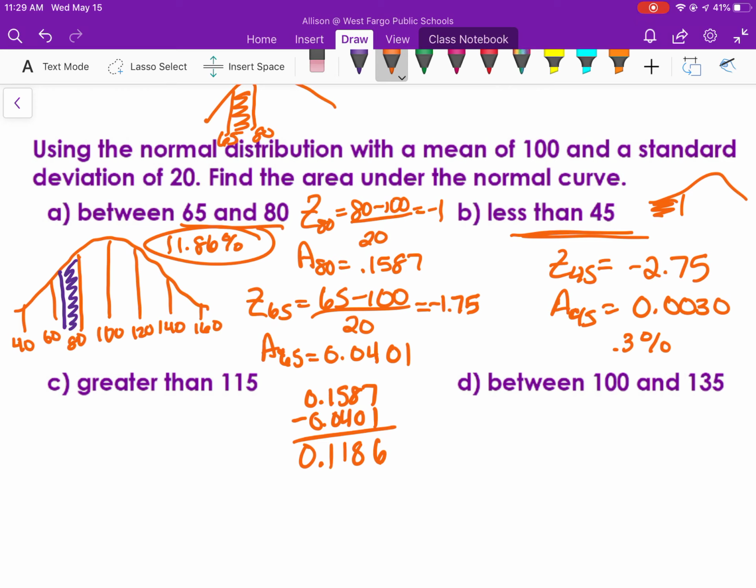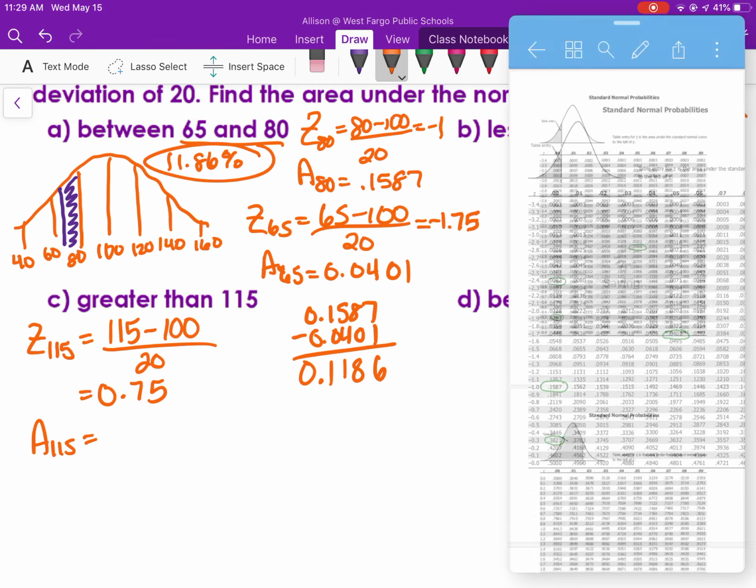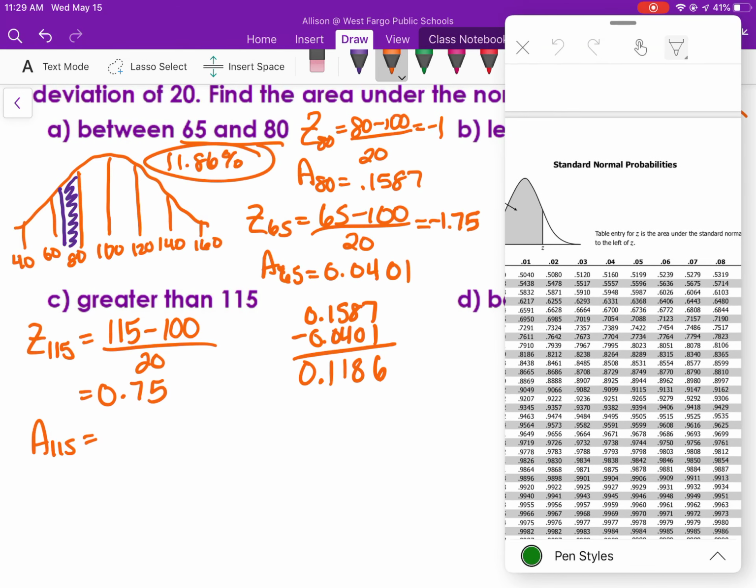So now if you need greater than 115, first find your z-score for 115. So 115 minus 100 divided by the standard deviation of 20 is going to give you a z-score of 0.75. Then if you look at your area for 115, so look at your z-score for 0.75. Zoom in a little bit.